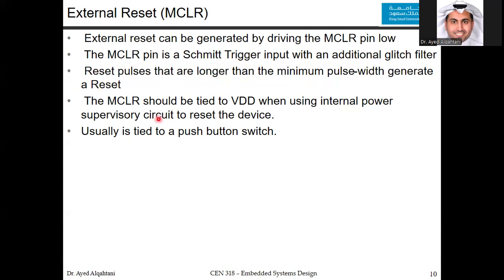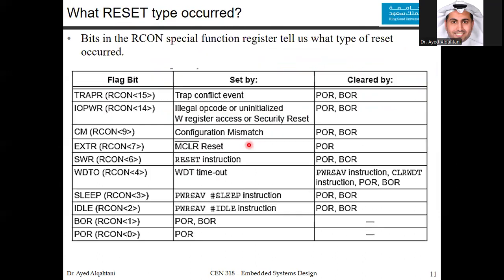The master clear should be tied to VDD when using the internal power supervisory circuit to reset the device. So if you don't use the master clear pin, then tie it to VDD, so it will always be in normal mode unless there are other sources of reset. Usually it is tied to a push button switch, as we've told you.